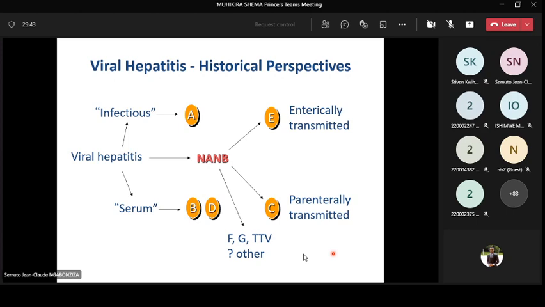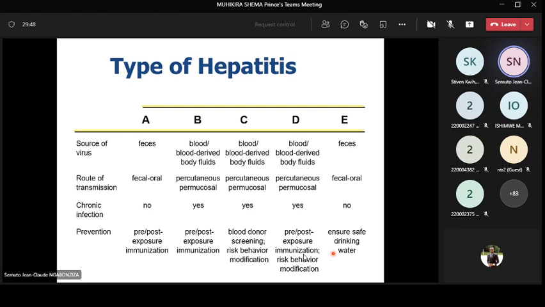So to fit A, B, C, D, E: the source of virus may be feces for A, blood for B, C, D, and feces for E. Route of transmission is fecal oral, percutaneous, permucosal, and fecal. Chronic infection is not known for A and E, but yes for all three, B, C, D. Prevention: pre- and post-exposure immunization, we have a vaccine here and here too.